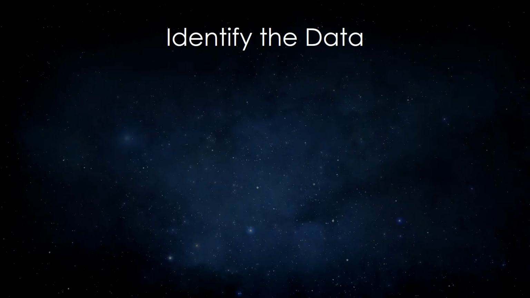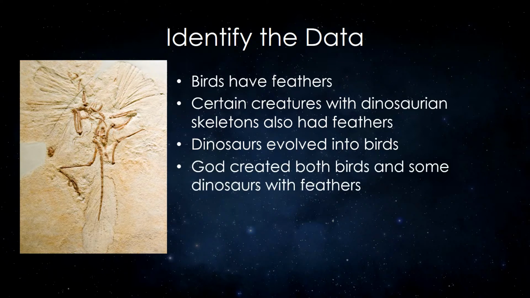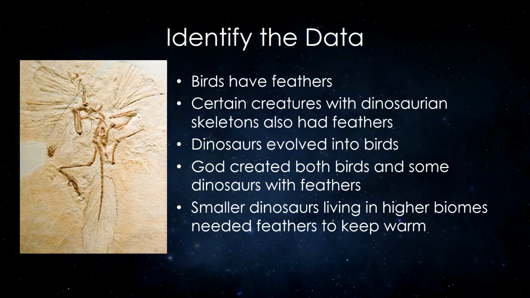As you listen to another set of statements, see if you can differentiate the data from the interpretations. Pause the video if you need more time to think about your answers. Birds have feathers. Certain creatures with dinosaurian skeletons also had feathers. Dinosaurs evolved into birds. God created both birds and some dinosaurs with feathers. Smaller dinosaurs living in higher biomes needed feathers to keep warm.